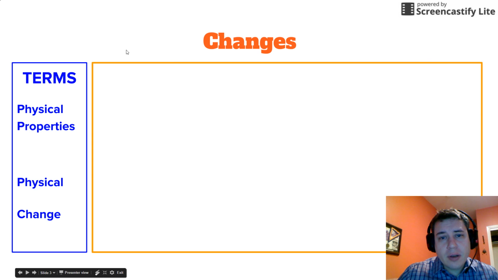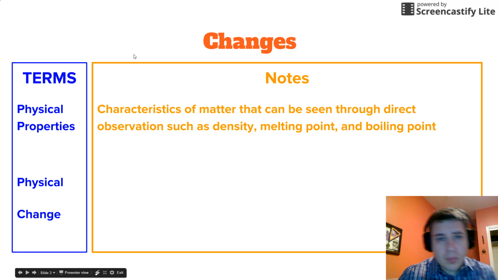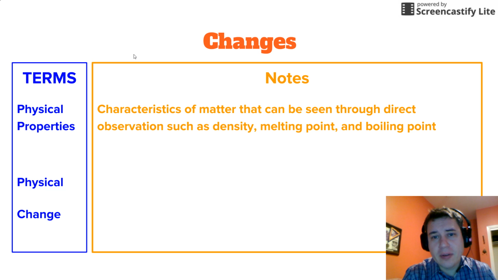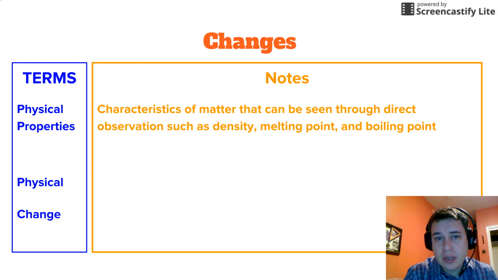In general, we have a couple terms that we're going to talk about, and they showed up in the lab. The idea of a physical property, and this is generally a characteristic of matter that can be seen through direct observation. So something you can actually look at and measure. Things like density, melting point, boiling point, color, texture, all of those things would be physical properties.